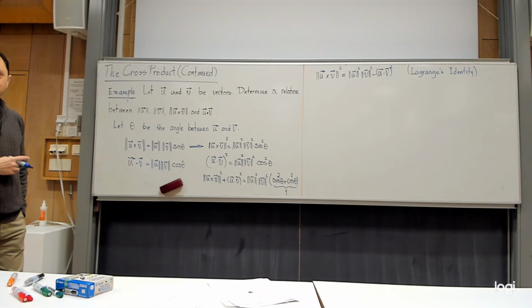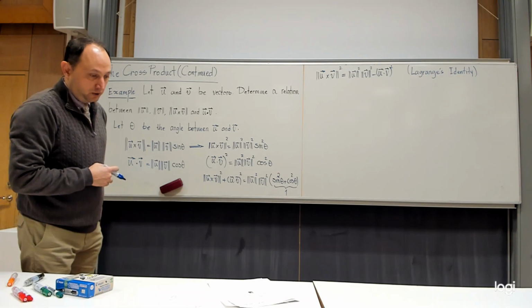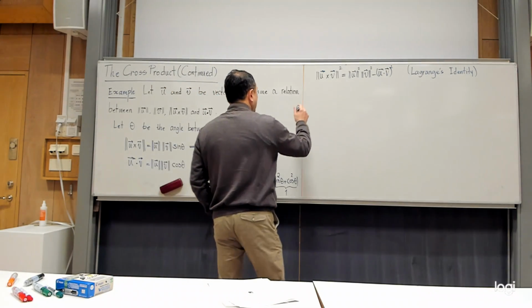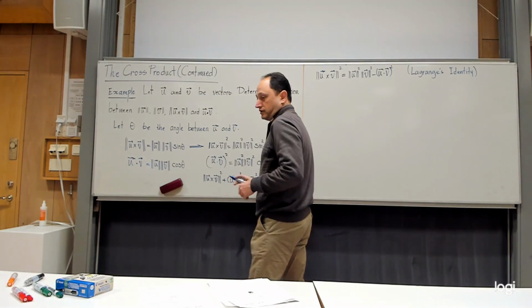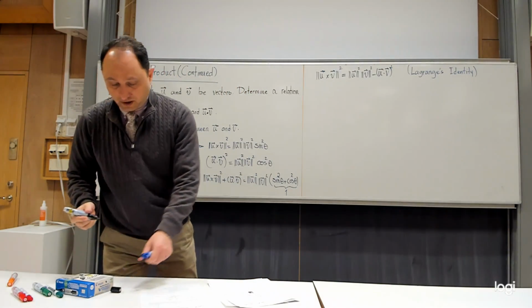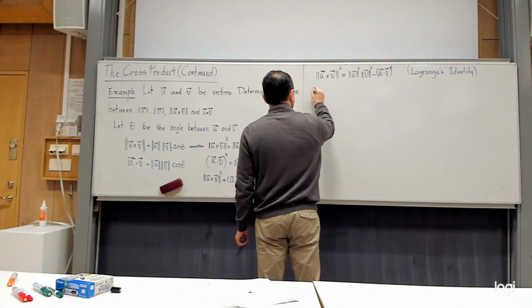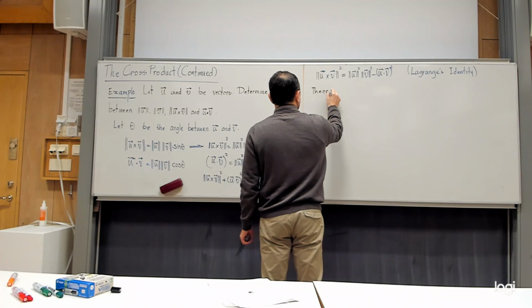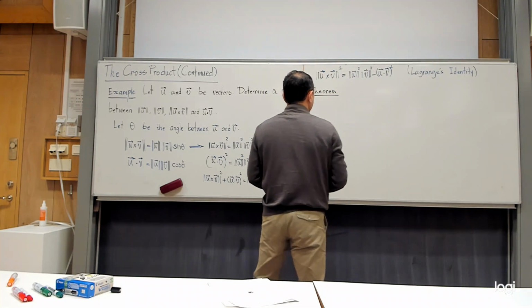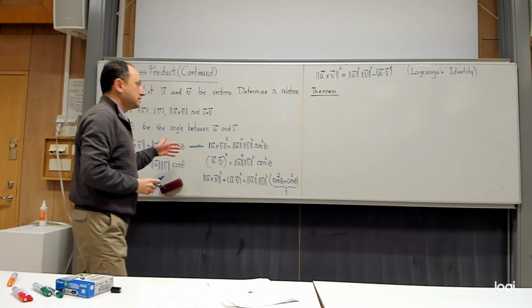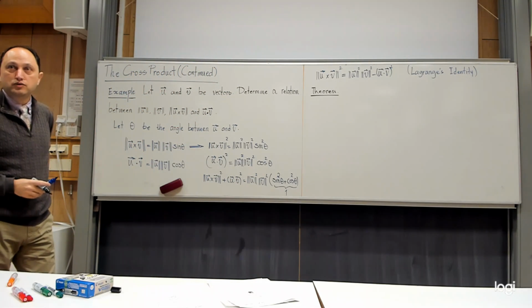Have I made a mistake? Okay. Now I want to write a theorem here. So let me change my colors alternating. So let me write theorem. That's an extremely important theorem. I want to list the properties of the cross product, and I expect you to remember them.